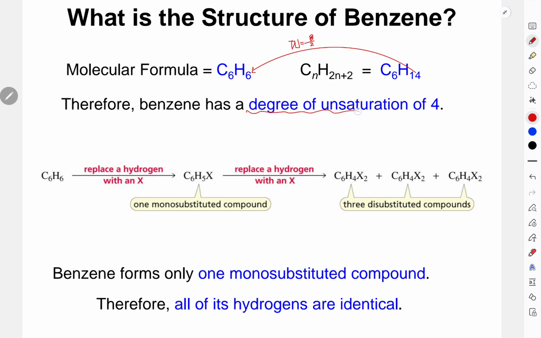And this is another piece of information you can take into account. When people ran the reaction with benzene and tried to replace one hydrogen with another substituent, denoted as X, when one hydrogen is replaced with X, we found only one monosubstituted compound. But when one additional hydrogen is replaced with X, then that gives you 3 different products. So combining all this information, people tried to propose the correct structure of benzene.